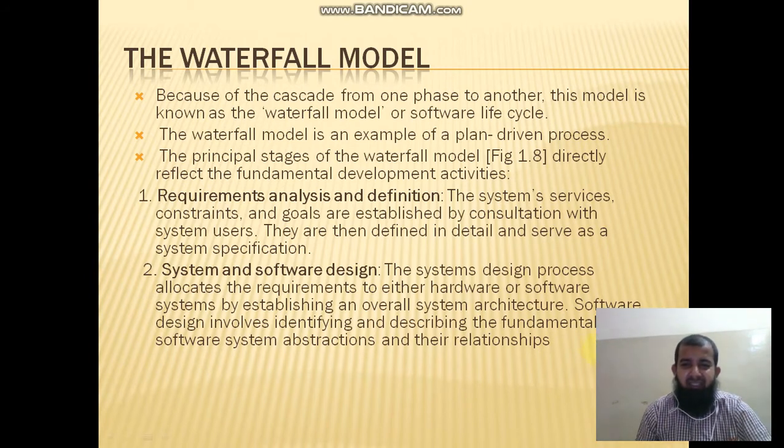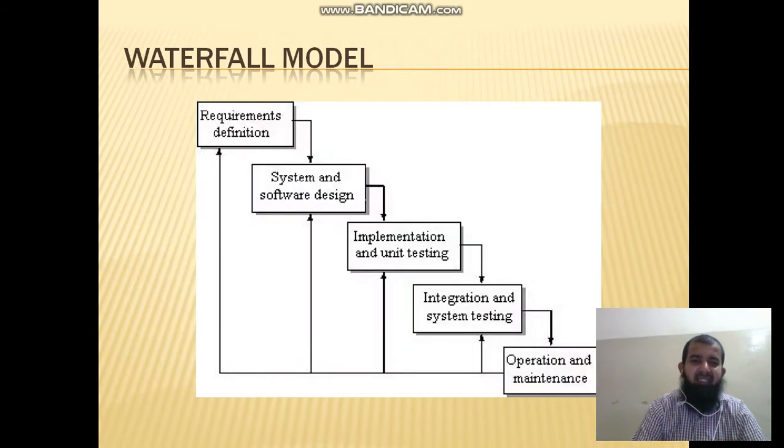Then the system design process allocates the requirements to either hardware or software systems by establishing an overall system architecture. The software design involves identifying and describing the fundamental software system abstractions and their relationships. After design, you get a clear idea about the software, what the software is, what the requirements of the client are. Everything you come to know. So once the design part is complete, next is implementation.